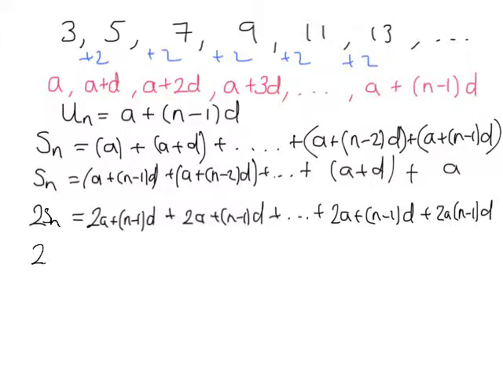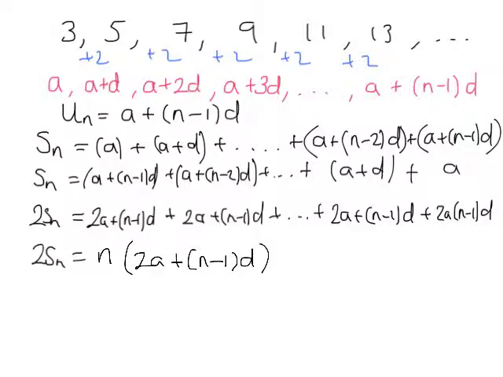So what you can see here is we've actually got 1, 2, all the terms in the middle, n minus 1, n lots of this 2a plus n minus 1 d. So we can write this in a simpler way. We can write this as n times 2a plus n minus 1 d.